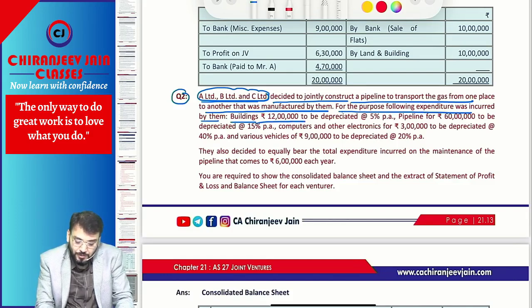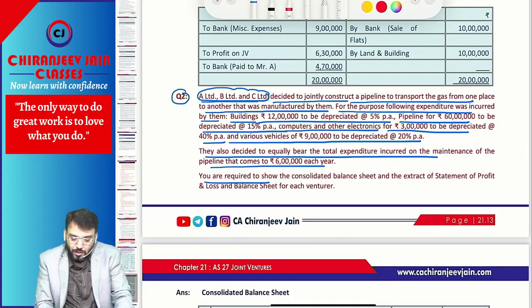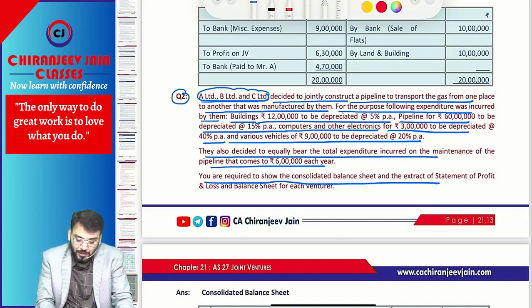For the purpose, the following expenditure was incurred by them. Building 12 lakh, to be depreciated at a rate of 5% per annum. Pipeline 60 lakh, to be depreciated at 15% per annum. Computer and other electronics 3 lakh, to be depreciated at 40% per annum. And vehicles 9 lakh, to be depreciated at 20% per annum. They also decided to equally bear the total expenditure on maintenance of the pipeline, which comes to 6 lakh each year.